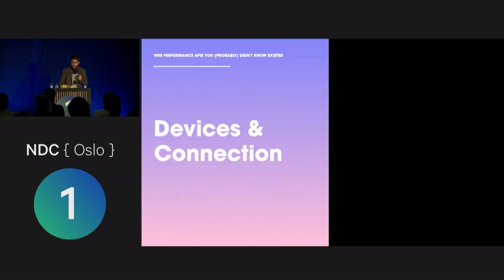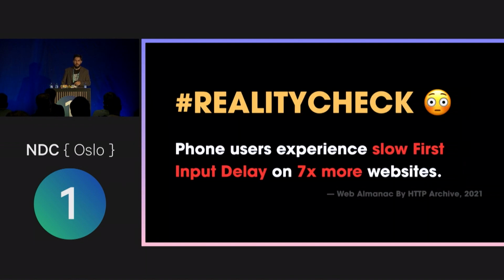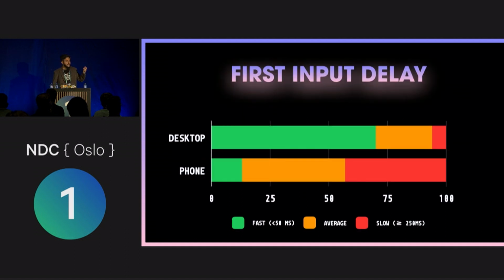And these browsers run on different devices and different connections. For me, one kind of reality check was when I saw that research that basically showed the first input delay was 7 times worse for mobile users. It's easy to visualize when you see a chart. So check out how many more yellow and red zones we have for mobile users.